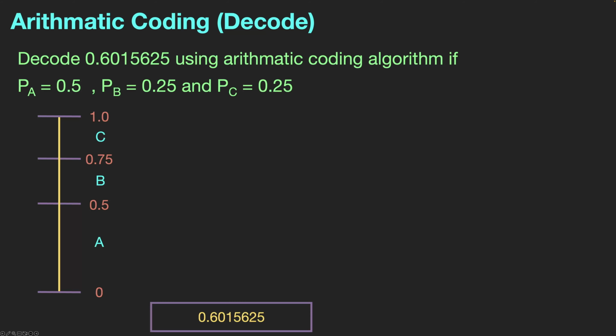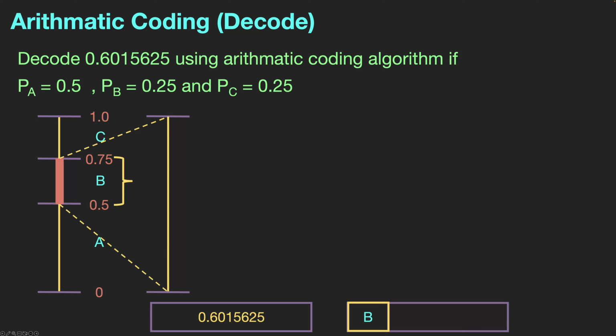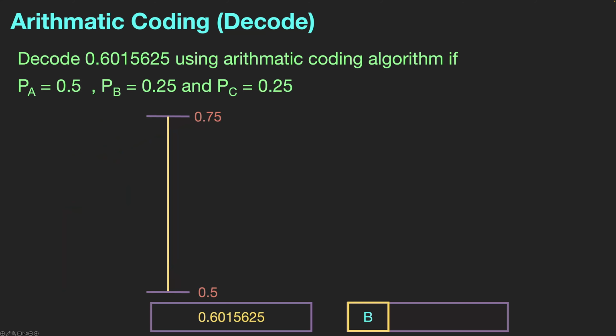Next, we will consider the code word. We can see that the code word falls within the probability interval of B, that is between the probability 0.5 and 0.75. So we need to expand the interval of B and mark B as the decoded first character. Our new probability interval will consist of the high value 0.75 and the low value 0.5. We will divide this new interval according to the probability values of A, B, and C. That is, we need to calculate the two intermediate values.